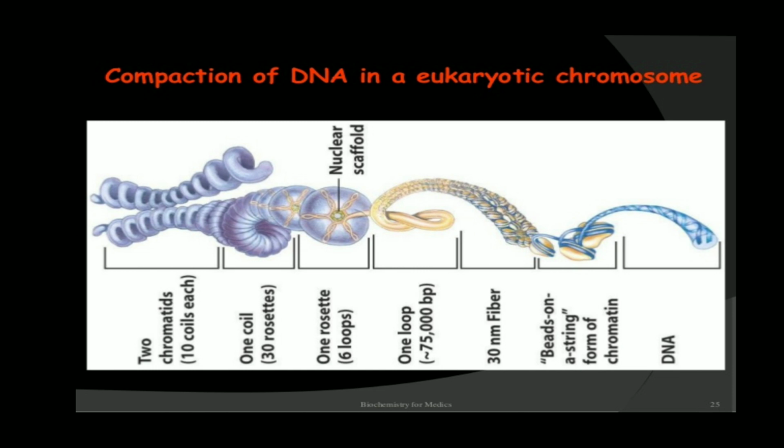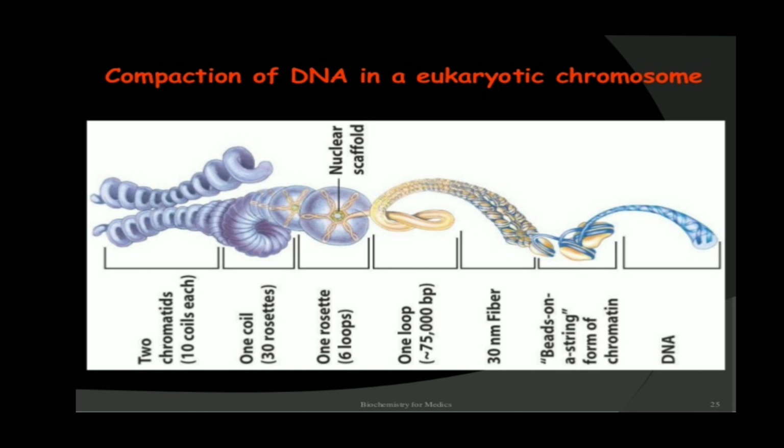Like the rose flower. Here you can see one rosette, which consists of 6 loops, and it will be called a rosette structure of the nucleosome. At the center you will find the nuclear scaffold. Each rosette, which consists of six loops, will form the structure of the nuclear scaffold, and it just gets coiled.